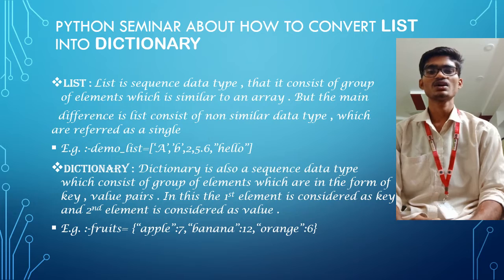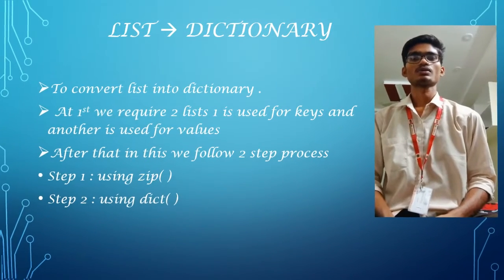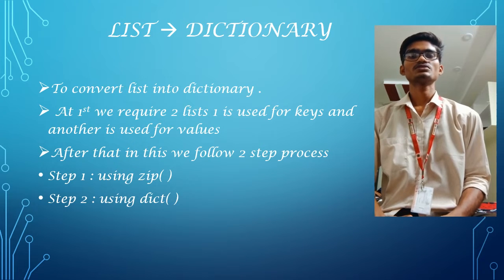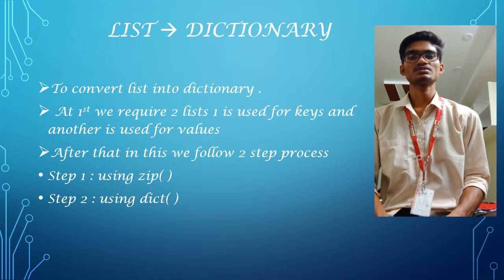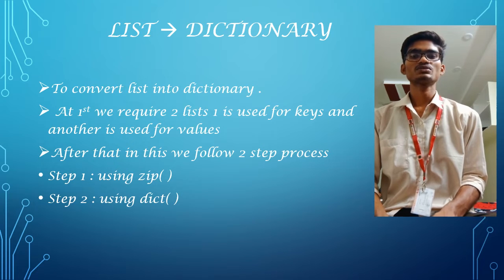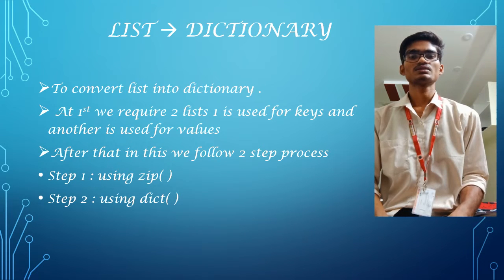So let's see how to convert a list into a dictionary. To convert a list into a dictionary, we require two lists. The first list is used for keys and the second list is used for values. After having two lists, we use a two-step process to convert a list into a dictionary. At the first step we use the zip method and at the second step we use the dict method to get the dictionary.